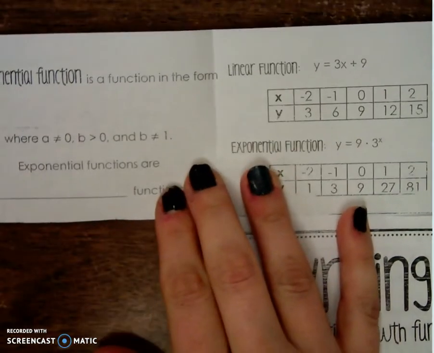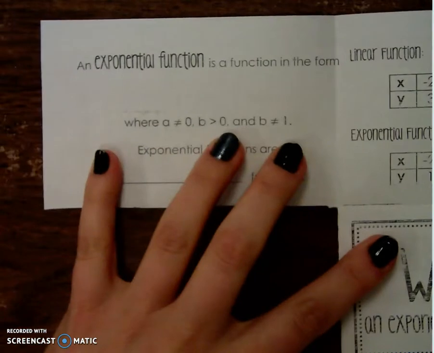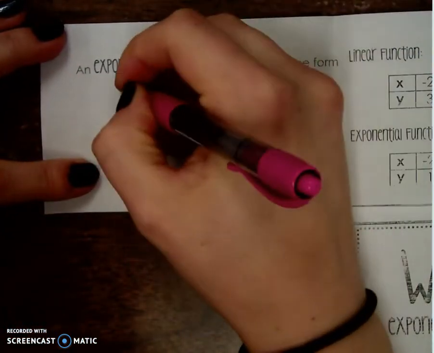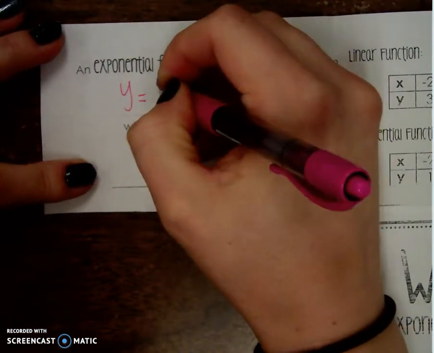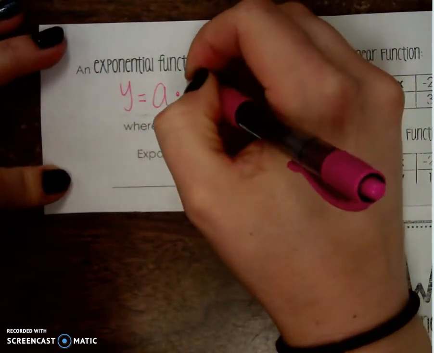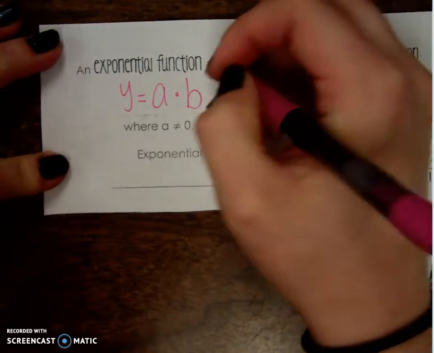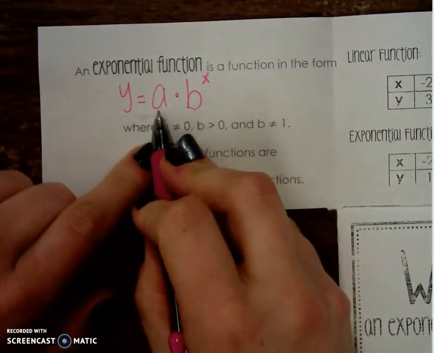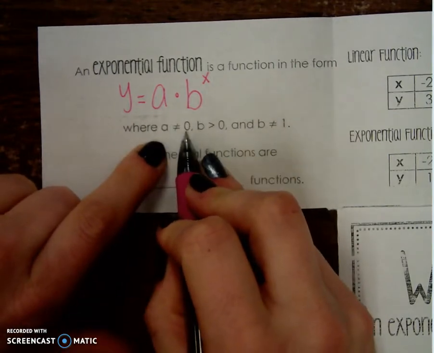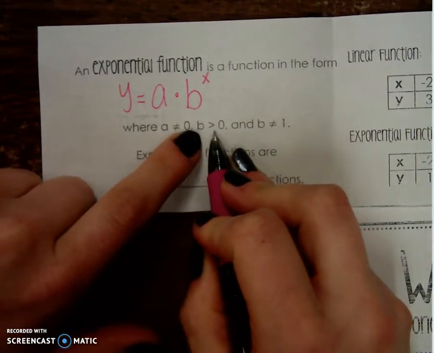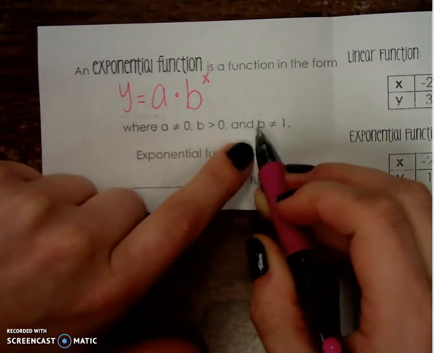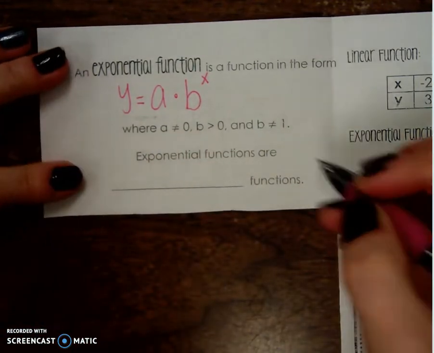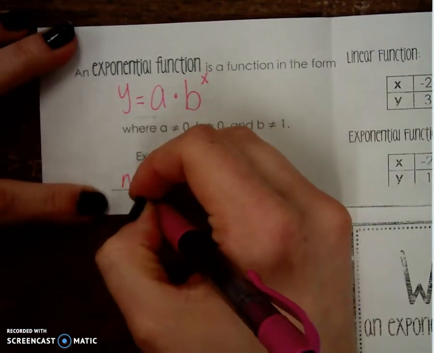An exponential function is written in the form of y equals a times b to the exponent of x. A, this number right here, cannot be 0. This b has to be greater than 0, and b also cannot equal 1. Exponential functions are non-linear functions.